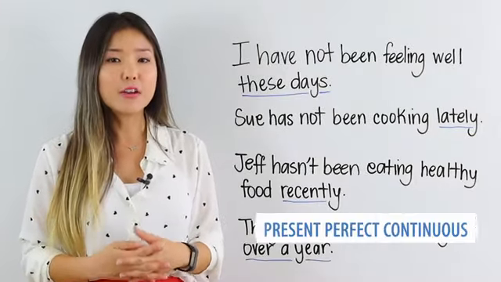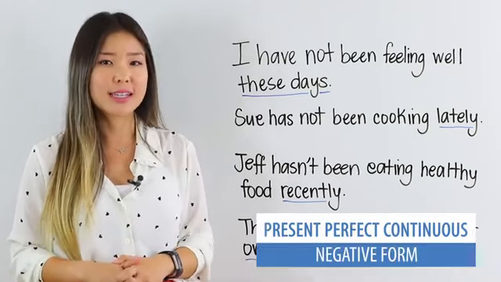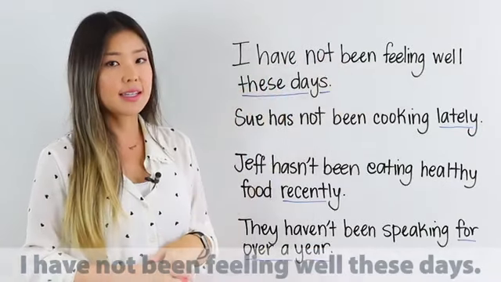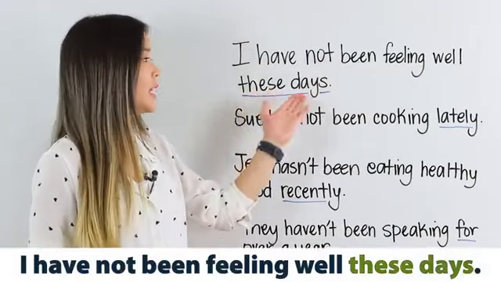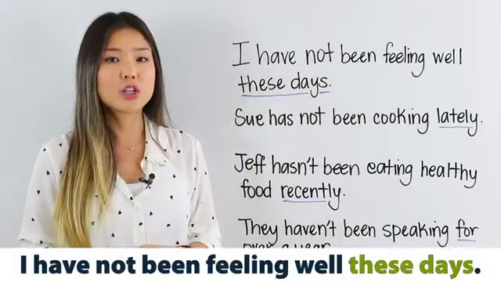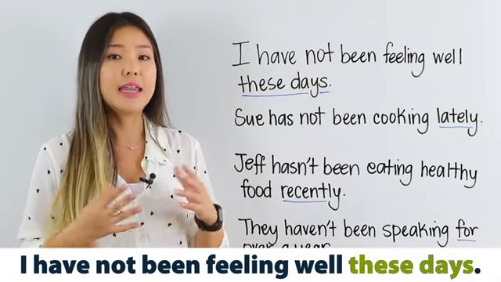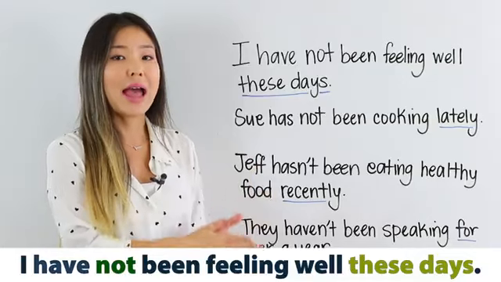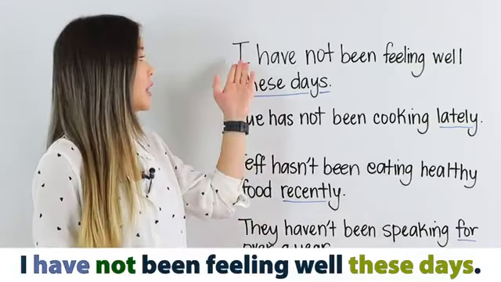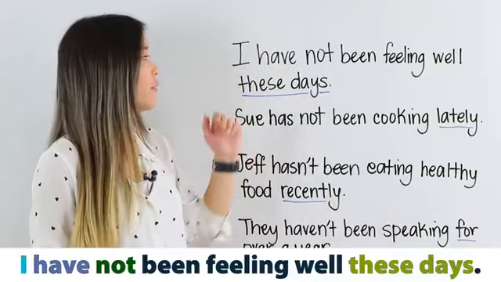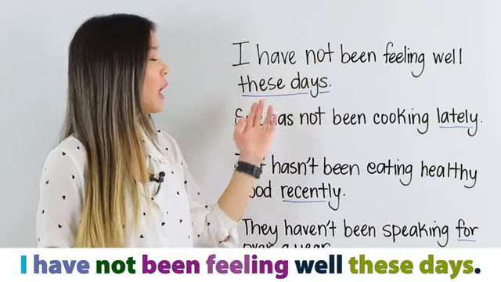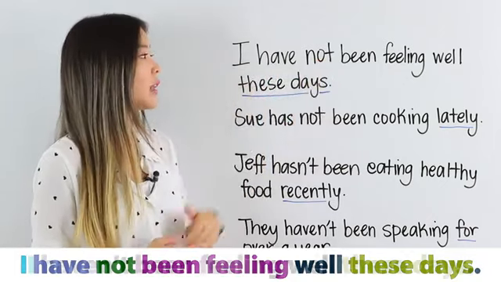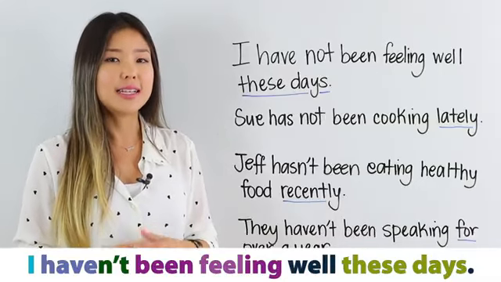Let's take a look at the negative form of the present perfect continuous tense. Here are some examples. I have not been feeling well these days. At the end of the sentence, we have these days to show that this is an action that's been happening recently. In the negative form, we have to have a not. The not goes after have or has. In this case, the subject is I, so I used have. I have not been feeling well these days. We can also use a contraction haven't for have not. I haven't been feeling well these days.